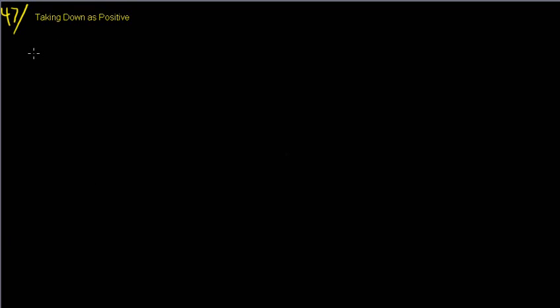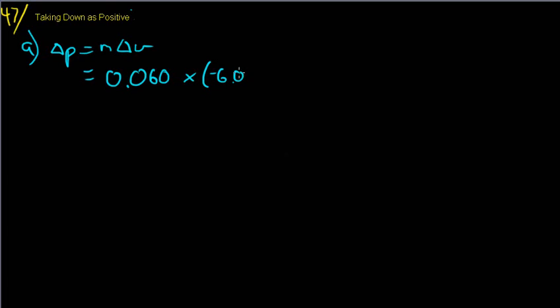Okay, this is for question 47, and I'm going to state that I'm taking down as being positive in this question. So for A, we want to state our value of change in momentum is equal to mass times the change in velocity, which is equal to 0.060 multiplied by -6.0 minus 8.0. Remember, it's my change in velocity, so -6 subtracting the 8, which is equal to negative 0.84 kilogram meters a second.